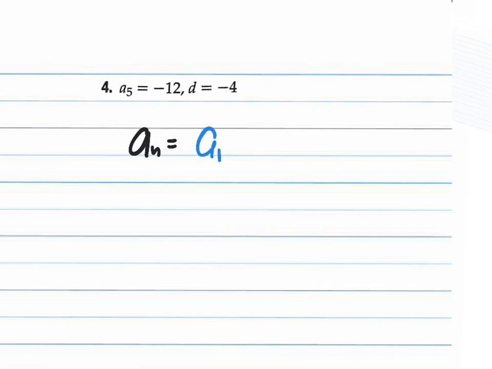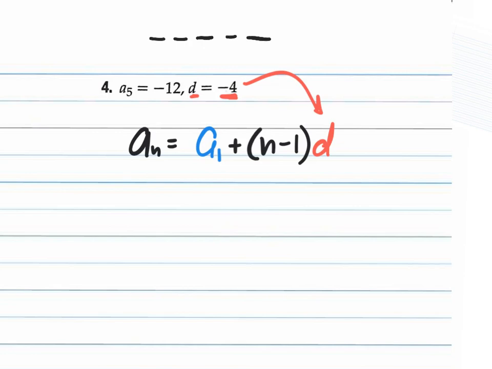a sub 1 is the first number on your list, plus parenthesis n minus 1 times that common difference d. And we know that the d is negative 4, so we're going to be plugging in the negative 4 right in there. But we do not know a sub 1. We know a sub 5. This is the 5th number on the list, but we don't know a sub 1. So technically, just to give you a logical explanation, we don't know a sub 1, a sub 2, a sub 3, a sub 4, but we do know a sub 5. A sub 5 is actually this negative 12, okay?